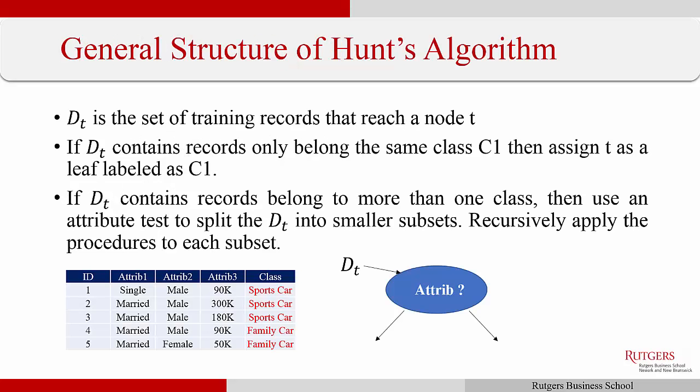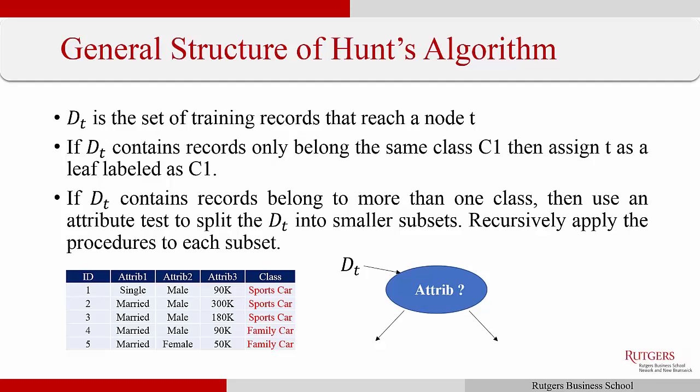So, the general structure of the Hunt algorithm is like this. First, we have Dt. Dt is the set of training records that reach a node t. If Dt contains records that only belong to the same class, for example class C1, then we should assign the node t as a leaf labeled as C1. If Dt contains records that belong to more than one class, then we use an attribute test to split Dt into smaller subsets. Recursively applying this procedure to the subsets is how the Hunt algorithm works.